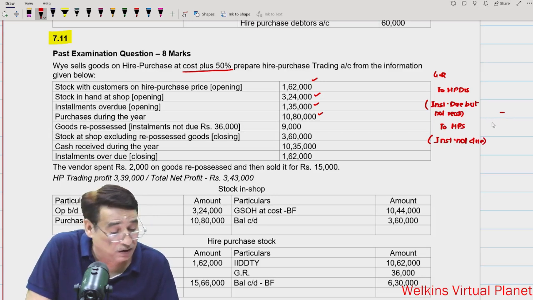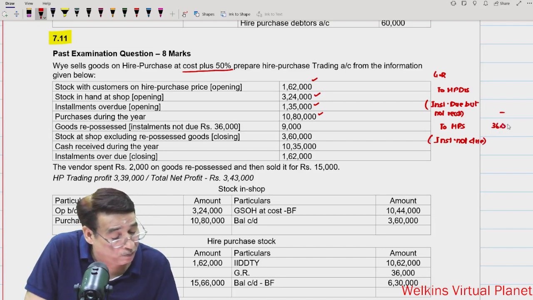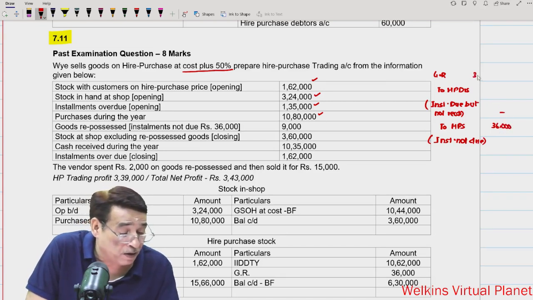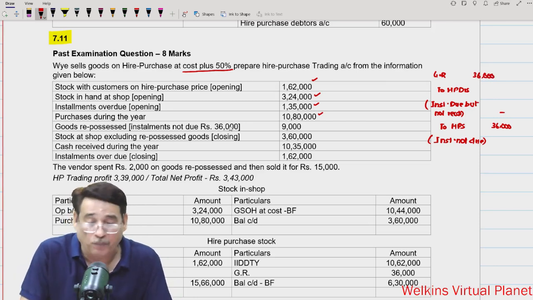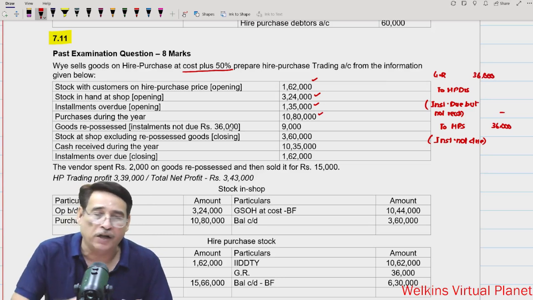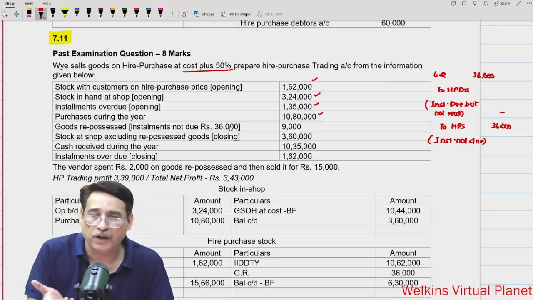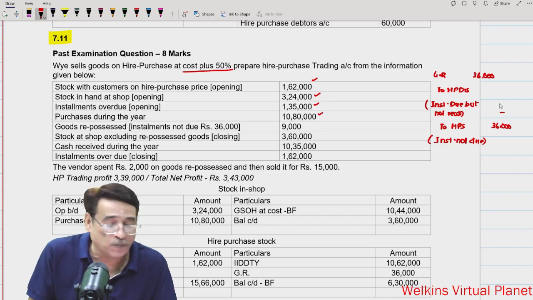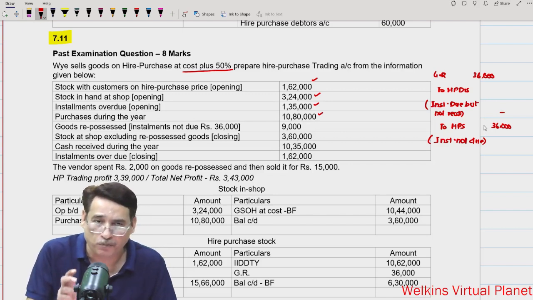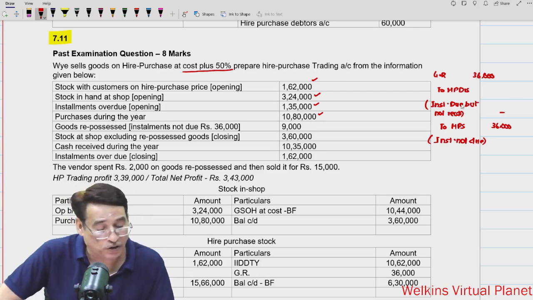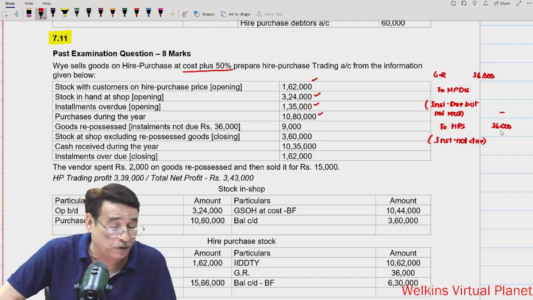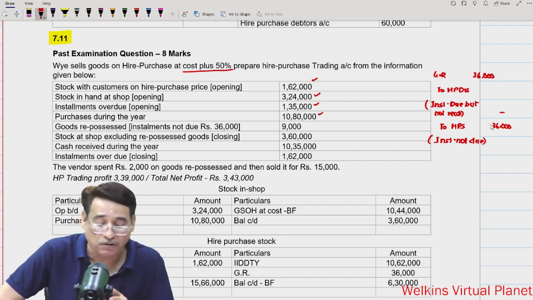So that is the reason this time you are going to credit the hire purchase stock, and installment not due amount is 36,000. Suppose it would have been given total installment amount rupees 40,000 and not due 36,000. That means 4,000 had become due. So I would have credited debtors by 4,000 and hire purchase stock account by 36,000, and total goods repossession would have been 40,000. However, in this question, nothing is given with respect to installment not due. That is why our entry will be goods repossessed account debit to hire purchase stock account. Is it clear to you?